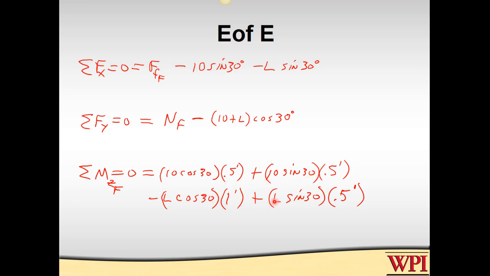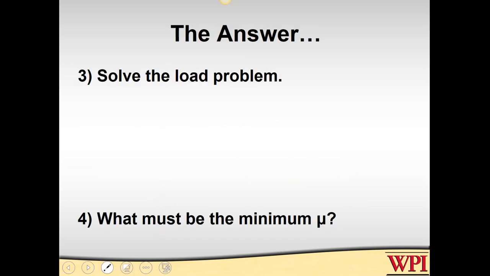Okay, so we have the three equations now, and as I said, notice that in this moment equation, the only unknown is L. So we can just go ahead and solve for L. And from the other equations, we could solve for N sub F and F sub F. Once you solve for L, you can put that in this equation, solve for N sub F, and once again you have L, you can put it in here and solve for F sub F.